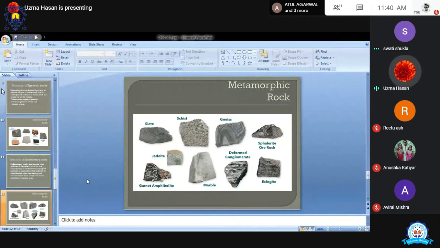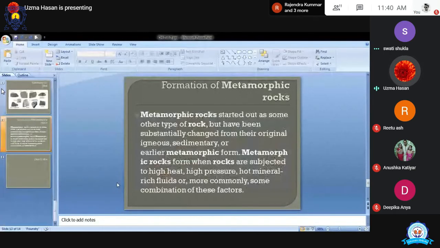Rocks, you can see the examples are given there: slate, gneiss, and marble. Okay, so these are the metamorphic rocks. Clear? So, what is the formation of the metamorphic rock?